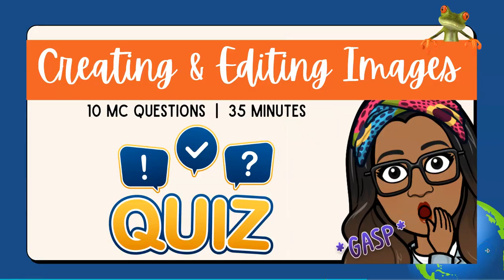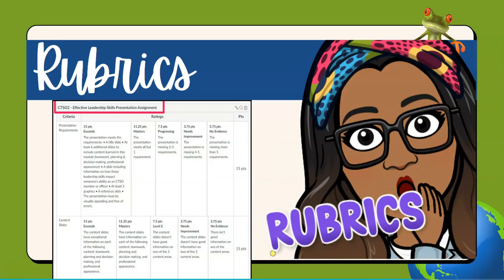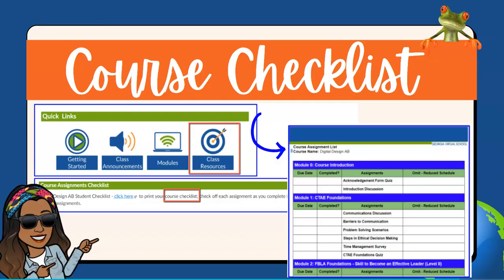All right, so now let's take a look at your quiz. At the end of each module, there's always going to be a quiz. Please set aside 35 minutes of uninterrupted time to complete your quiz, and that's going to be 10 multiple choice questions. Make sure that you read all of your rubrics to ensure that you are doing everything correctly and you're getting the full points for all of your assignments.